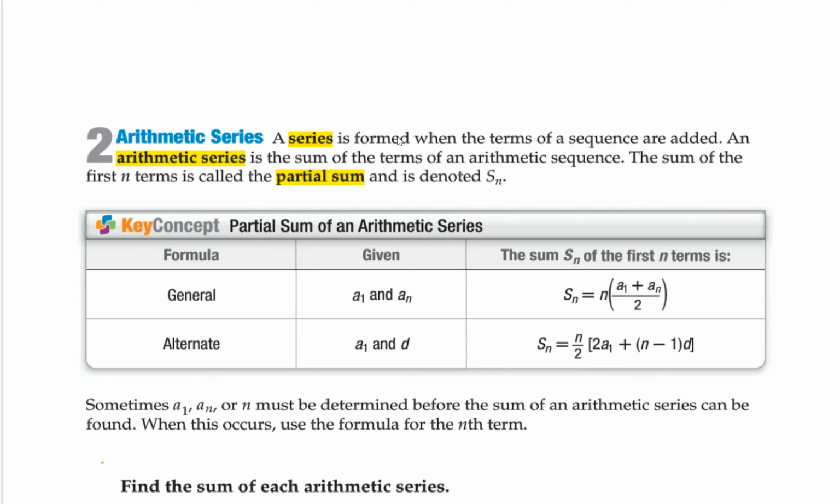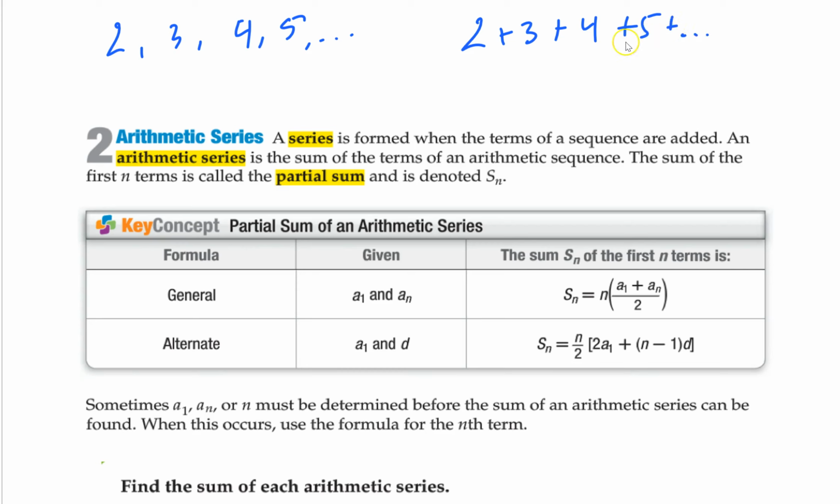And we're going to go to series. We haven't talked about what a series is yet. A series, like it says right here, is formed when you add the terms of a sequence. So if you have a sequence 2, 3, 4, adding 1 every single time, and so on, you want to make that a series, just add them up: 2 plus 3 plus 4 plus 5.